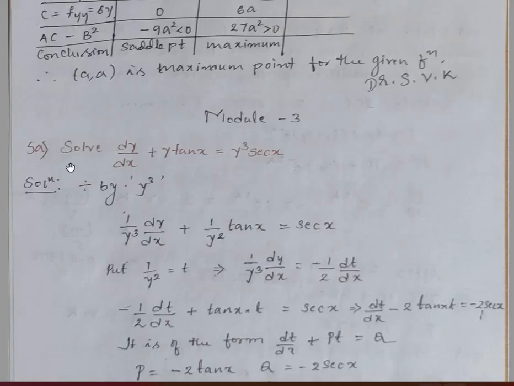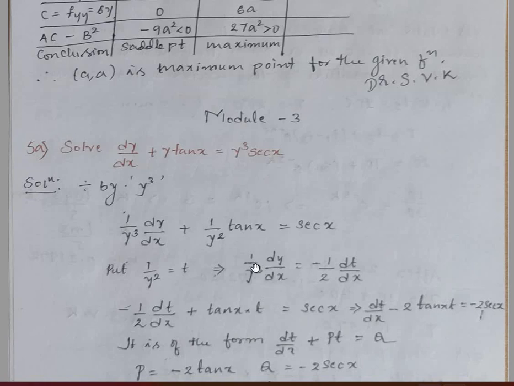Now moving on to module 3. Solve dy by dx plus y tan x is equal to y cube secant x. So it is a Bernoulli's differential equation. Divide throughout by y cube. I am going to get 1 over y cube dy by dx plus 1 over y square tan x is equal to secant x. I am going with a substitution 1 over y square equal to t, and I will differentiate with respect to x.